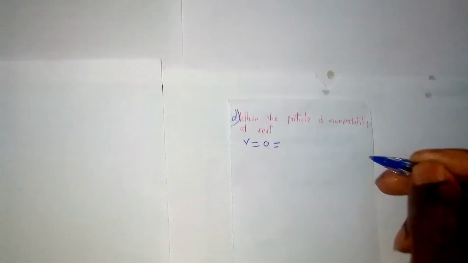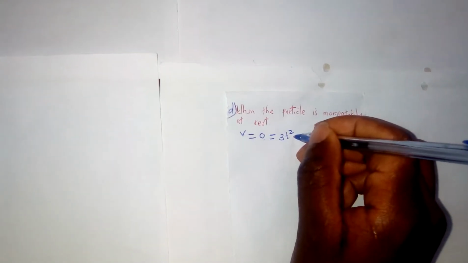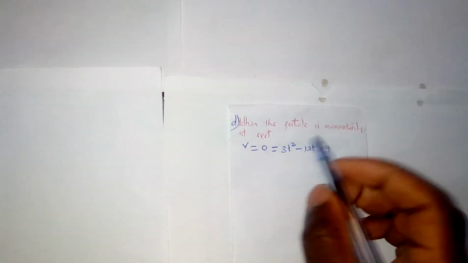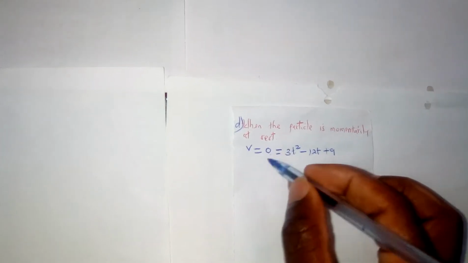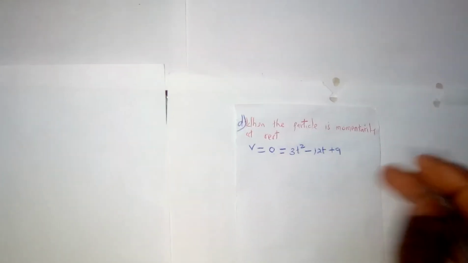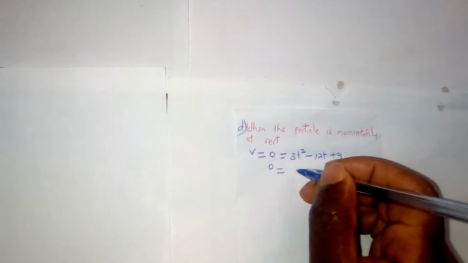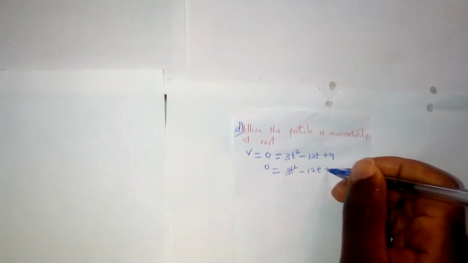And what is that velocity? Velocity is 3t squared, remember, minus 12t plus 9. Now, since v is equal to 0, I'll just say 0 is equal to this. Then I work out the t. So I'll come up with 0 is equal to 3t squared minus 12t plus 9 there.